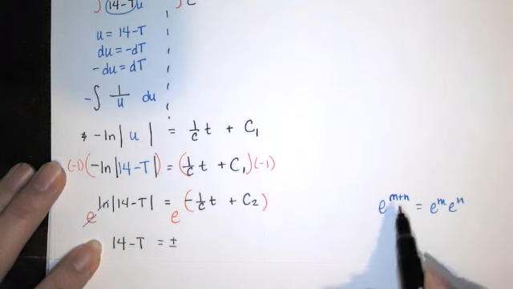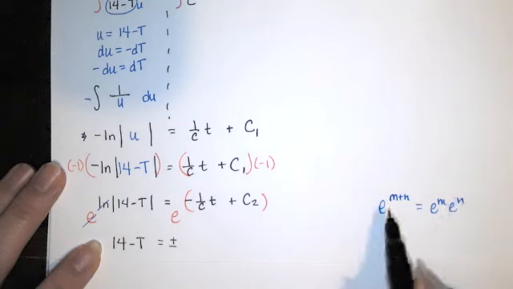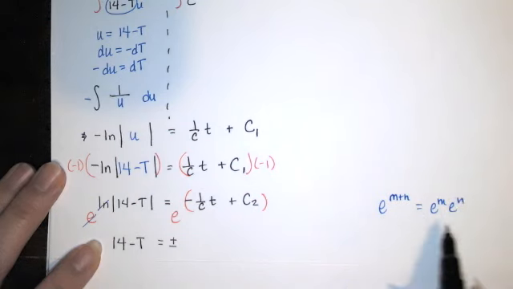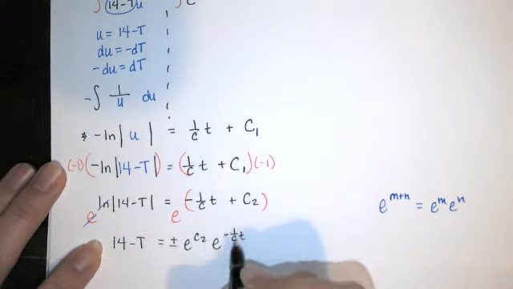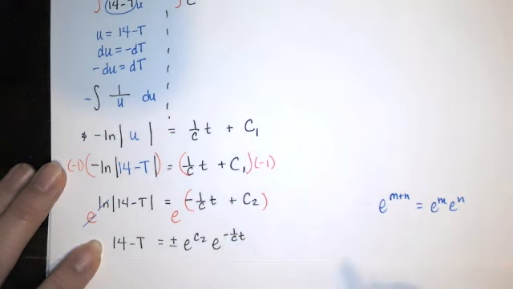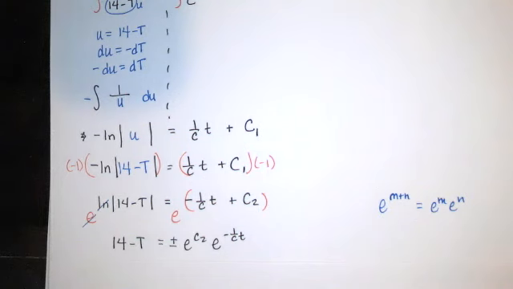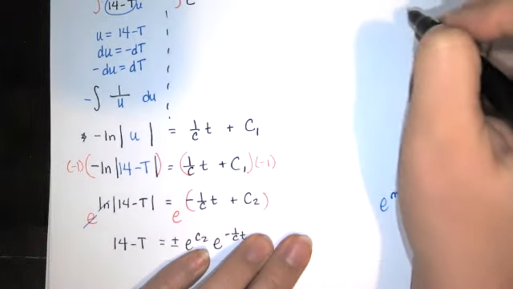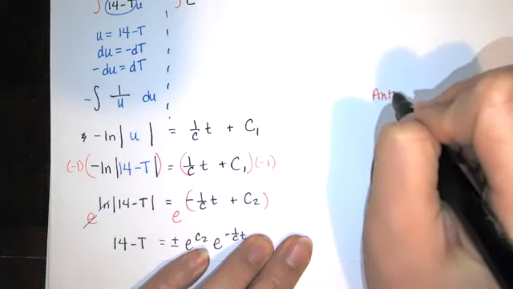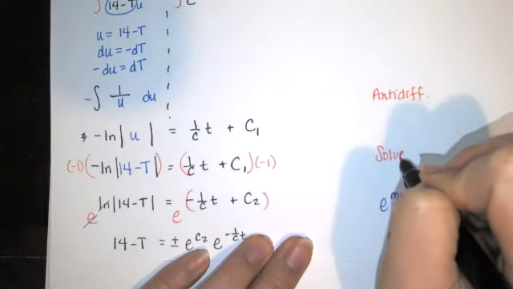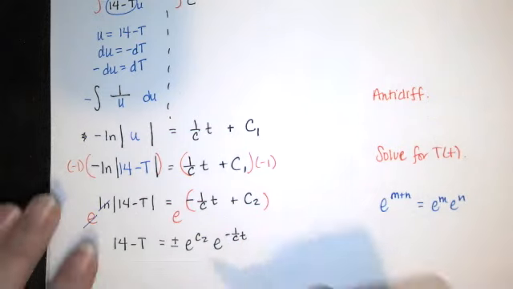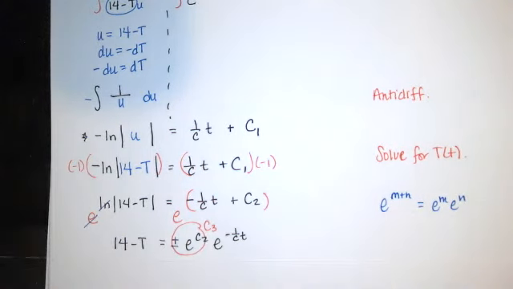Well, according to our exponent properties, e to the m times e to the n is e to the m plus n. Normally we see this with x's as the base, but now we've got the natural base e. We can use this in reverse as well. So this will give me e to the c2 times e to the -1 over c times t. And this plus or minus e to the c2 is just a different constant. So we have separated the variables, then we anti-differentiated. And now the rest of what we're doing is we're just solving for T of t. This I'm going to call C3.